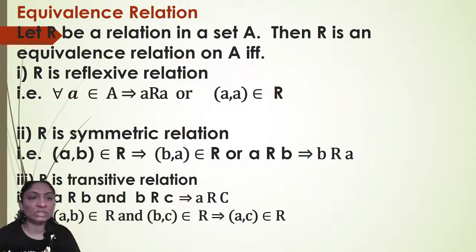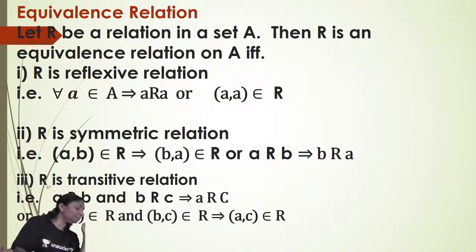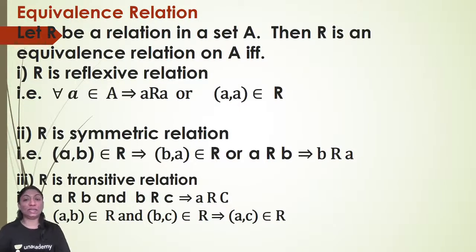Let R be a relation in a set A, then R is an equivalence relation on A if and only if R possesses all the properties, that is reflexivity, symmetry, and transitivity. So we know that R is reflexive: for all a belonging to A, a is related to a. R is symmetric: if (a,b) belongs to R, then (b,a) must belong to R. And R is transitive: if a is related to b and b is related to c, then a is related to c.